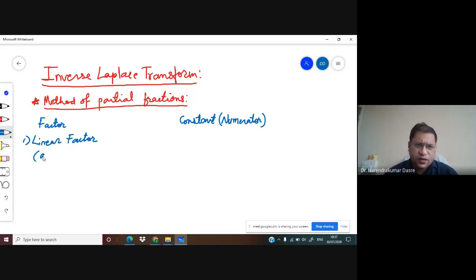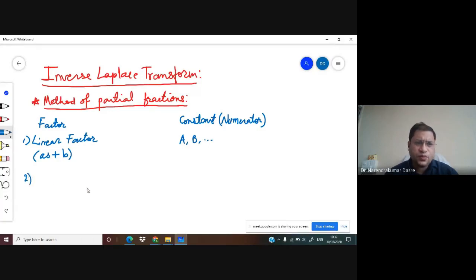Okay, so linear factor will look like this: as plus b. Okay, so we need to remember one thing, that our variable is s, not x. Okay, so here our variable is s, and hence the numerator or the constant corresponding to this factor will be a, b, and onwards. Okay, so for the linear factor we have to consider a singleton constant.